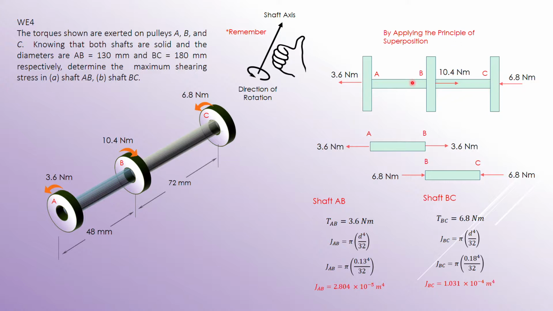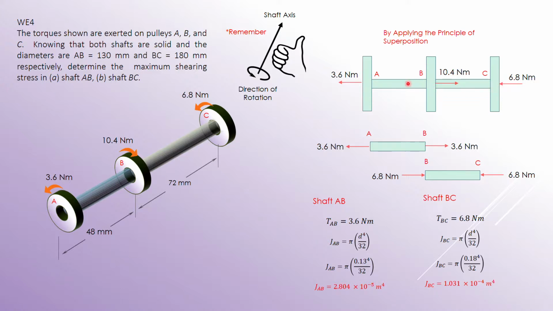So the first thing you have to do is check whether the total torque acting towards the left is equal to the total torque acting towards the right. You have 3.6, and this part here should be 6.8. So 3.6 with 6.8, you have 10.4 total torque acting towards the left, and that is equal to the 10.4 Newton meter on B acting towards the right. So it is safe to proceed with the calculation work.